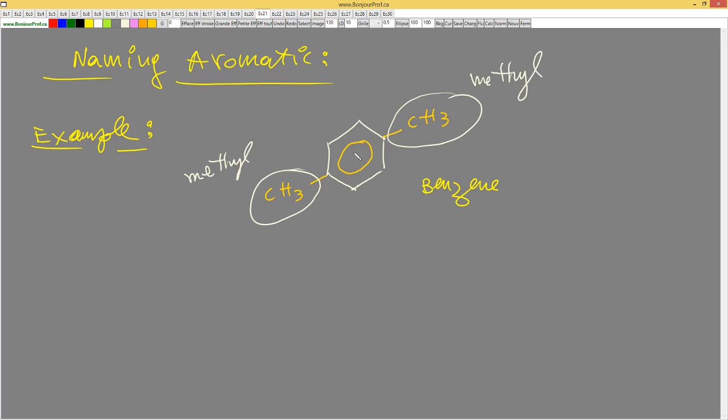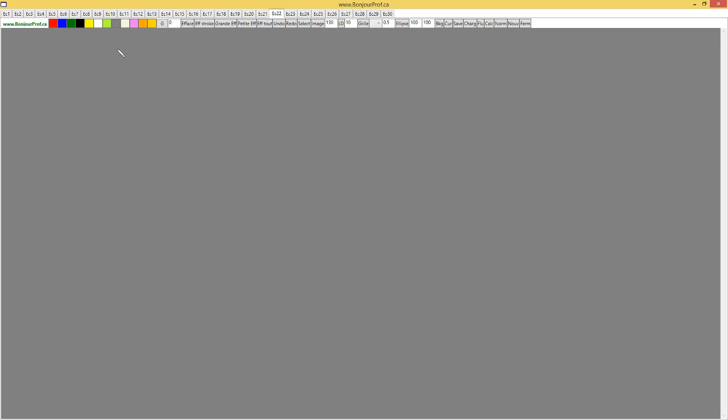So what we have to do next is number our carbons in the manner that we will have the smallest numbers for the side chains. So I'm going to label this one 1, 2. If I go the other way, I will have the same. So I'm going to call it 1,2-dimethylbenzene. Why dimethyl? Because I have two methyls. It's the same as we did.